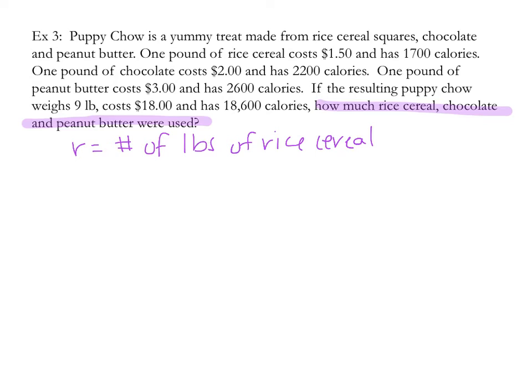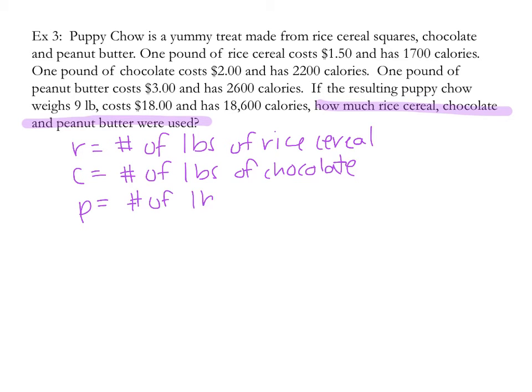And then the next one we have is chocolate, so I'm going to call that C. C is the number of pounds of chocolate. And then the last one for peanut butter, I'm just going to use P, number of pounds of peanut butter. So that's 3 variables, so now I'm expecting there's 3 different equations I can write.